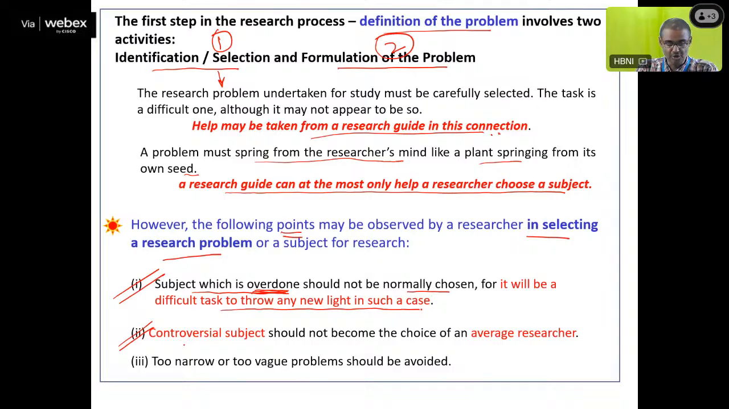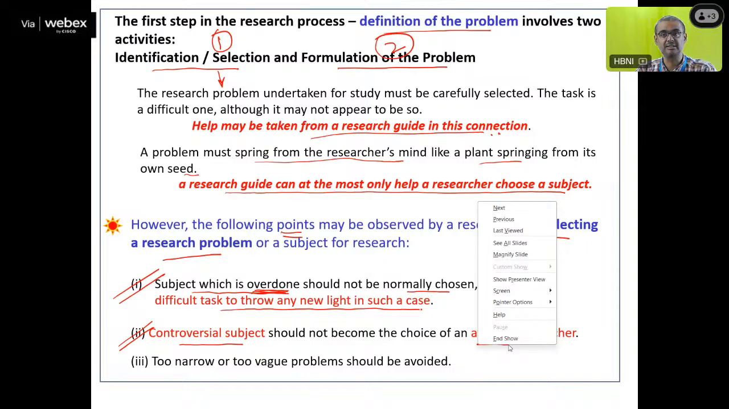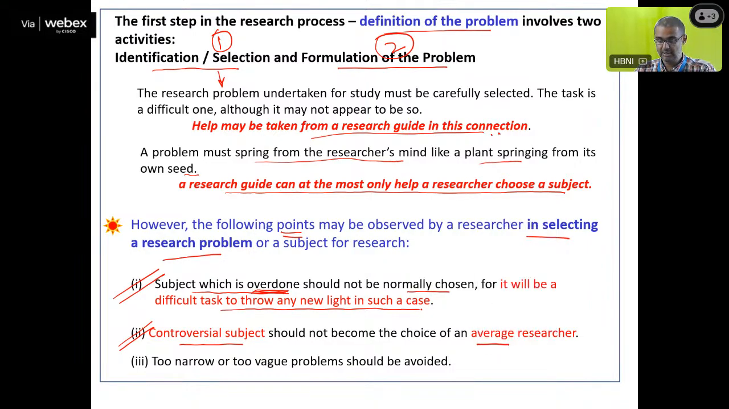Second, a controversial subject should not become the choice of an average researcher. We should try to avoid a controversial subject. Although somebody who is interested in solving a controversial subject may do so, in general, for an average researcher, it is proposed that we should avoid such a controversial subject. But definitely, one can go ahead with it.